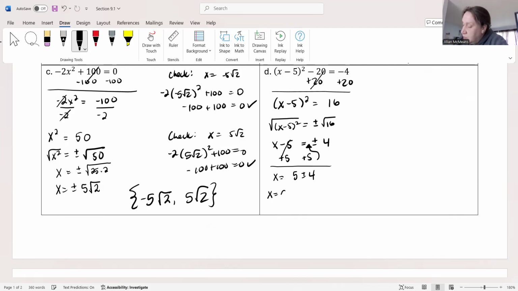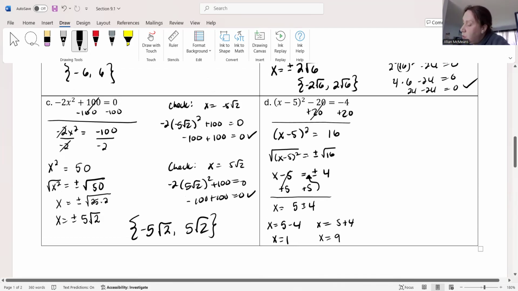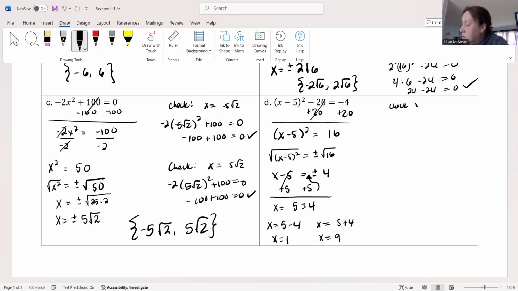So x equals 5 minus 4 and x equals 5 plus 4. You have to take into account that plus or minus, okay? So 5 minus 4 tells me that x is 1, and then 5 plus 4 tells me that x is also 9. So let's go ahead and check these solutions, okay? So we want to check x is 1. So anywhere I see an x in this equation, I'm going to replace it with a 1.